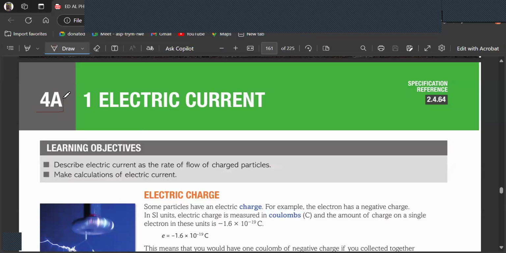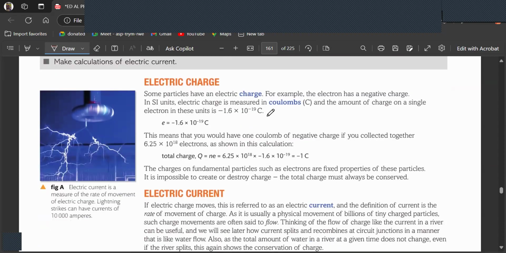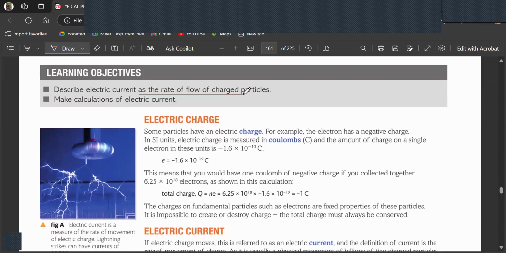Starting off with physics, topic number 4A, part 1, that you have also given a read yesterday as well. Electric current. We are going to describe electric current as the rate of flow of charged particles and then make some calculations for electric current as well.